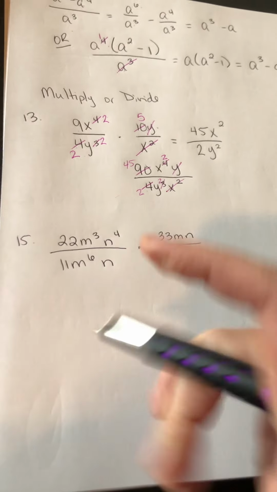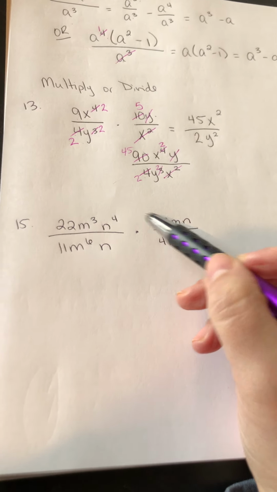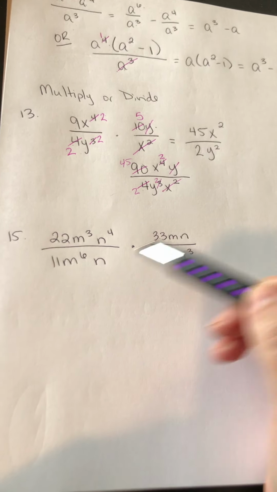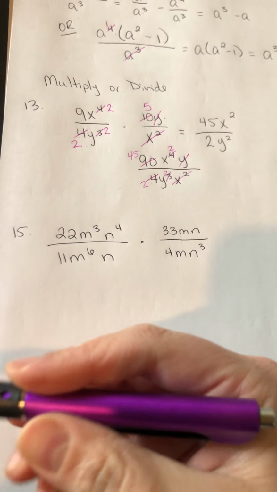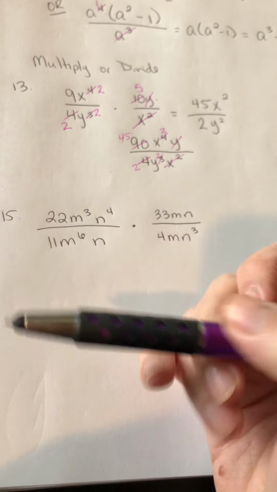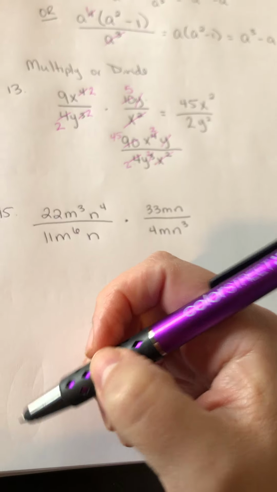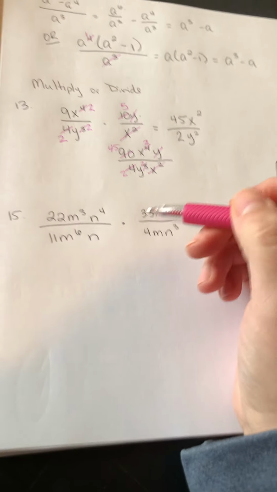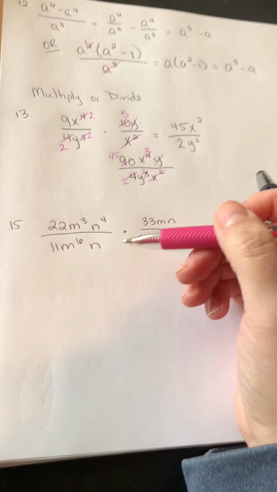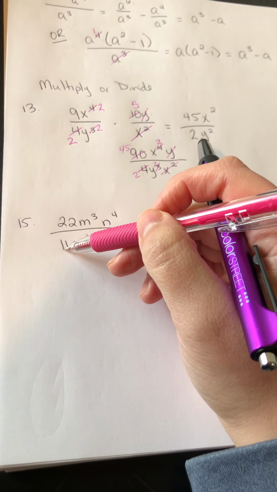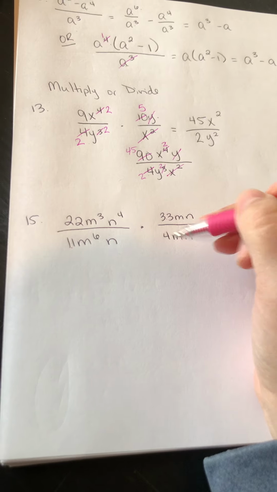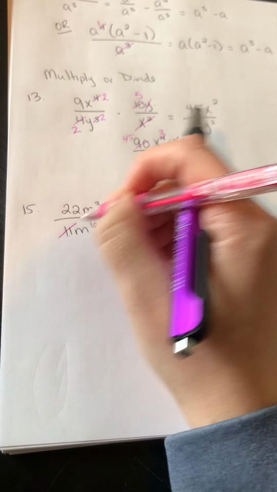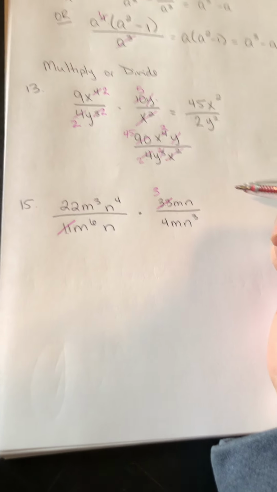So again, for this one, if you multiplied first without simplifying, you'd have 22 times 33 in the numerator, and then 11 times 4 in the denominator. Those would be big numbers to try to reduce when you were done. So that's why I say it's easier to reduce first. There's a couple of ways to reduce this. 22 divided by 11 is 2. That's one option. I ended up doing 33 and 11 to get 3 here.